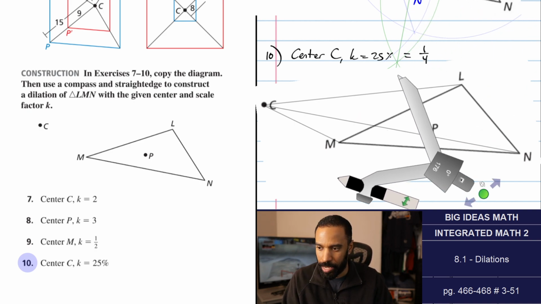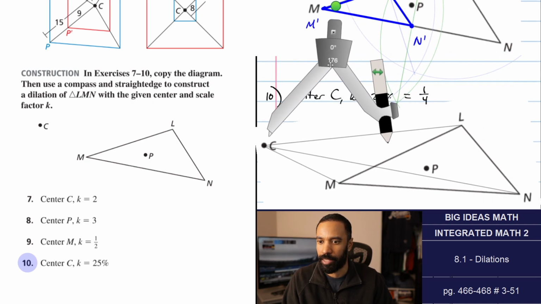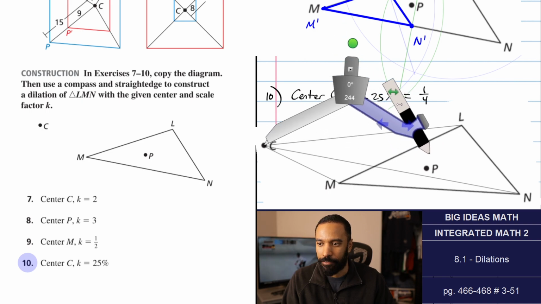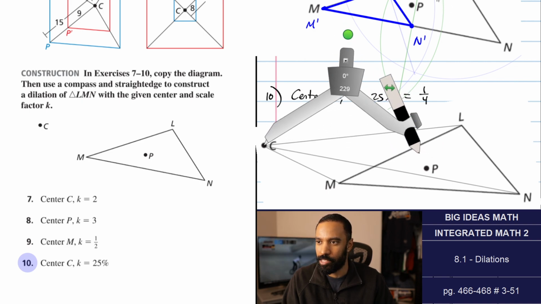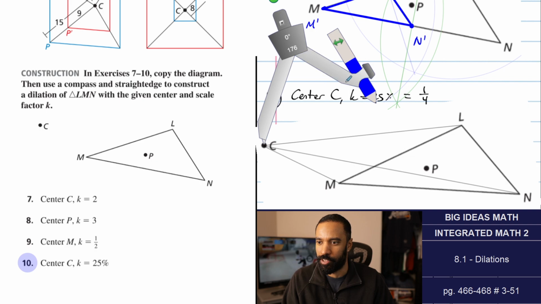But here we are doing something where, I'll just keep it like that. A 1/4 is half of a half. So I need to do perpendicular bisectors. Here, I'll make it as unobtrusive as possible.